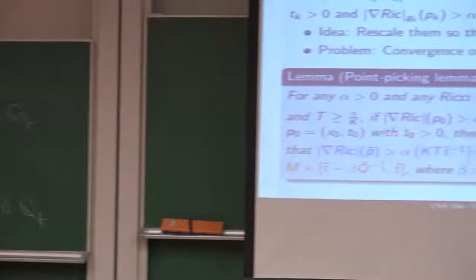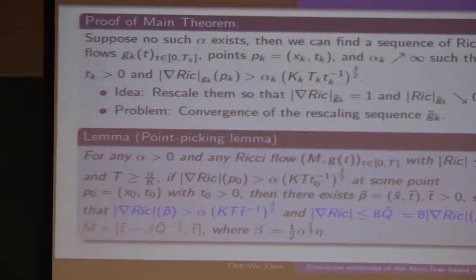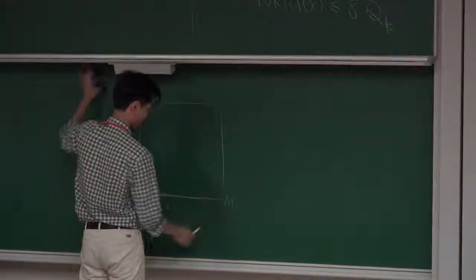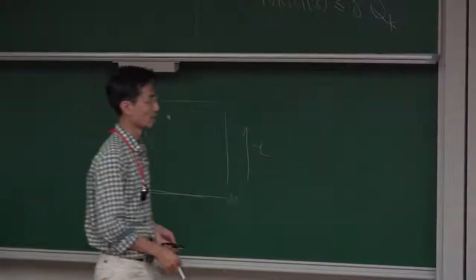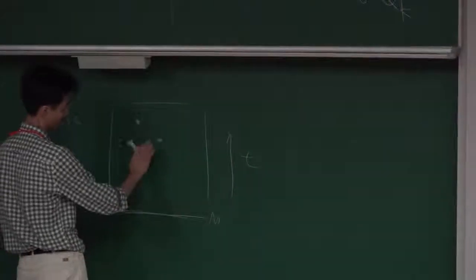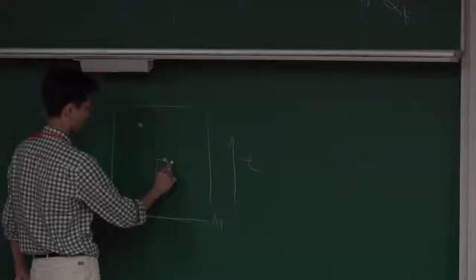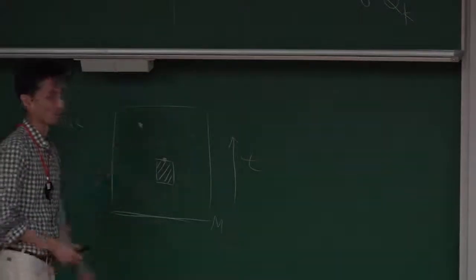So the point picking lemma is here. The proof is the same as Perelman's. Okay, just argue in a region. If you consider a Riemannian manifold and the Ricci flow here, and you have some point whose derivative of Ricci is very large, then you can find another point nearby. Not always, but you can find another point somewhere. And this point has a nice property, which means that it has a nice parabolic region, so that you can blow up along this point.